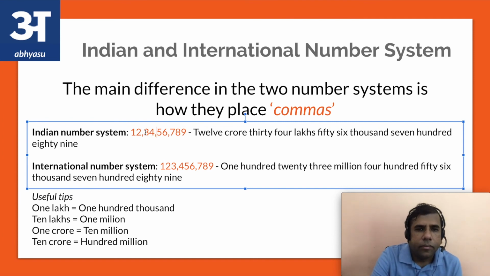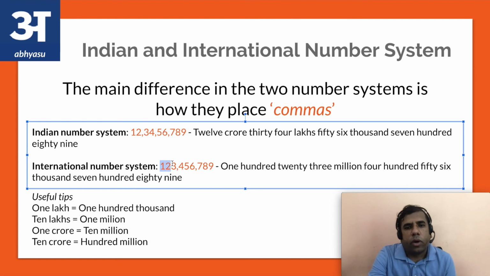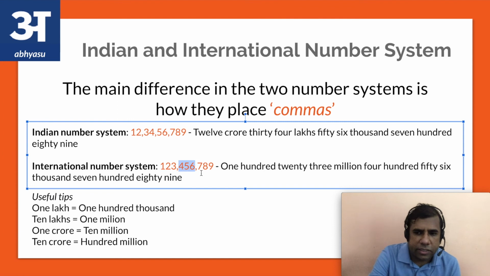So this number, as we saw a bit earlier, it's going to be 12 crore 34 lakh 56,789 in the Indian system. The same number in the international system, because of different commas and because of different terminologies, it's going to be 123,456,789. So that's the difference.